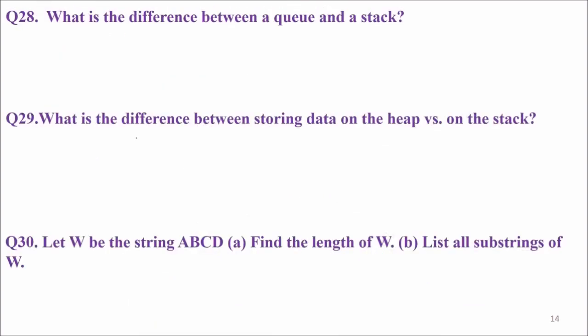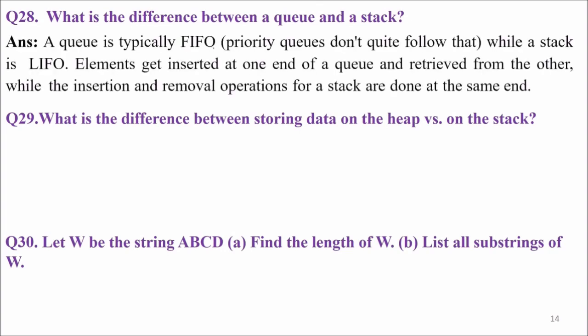What is the difference between a queue and a stack? A queue is FIFO, first in, first out. Priority queues don't quite follow that, but a stack is LIFO. Elements get inserted at one end of the queue and retrieved or deleted from the other, while the insertion and removal operations for the stack are done at the same end.